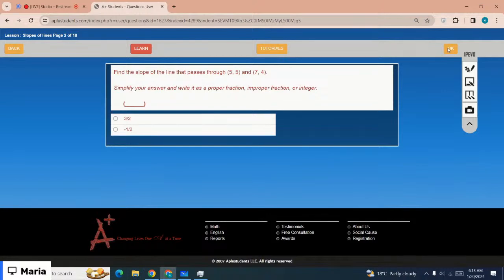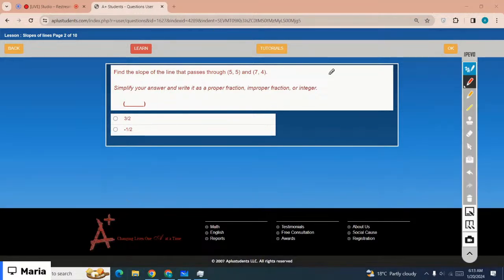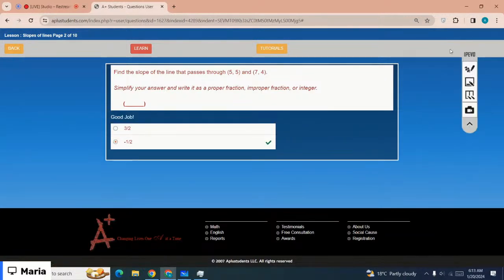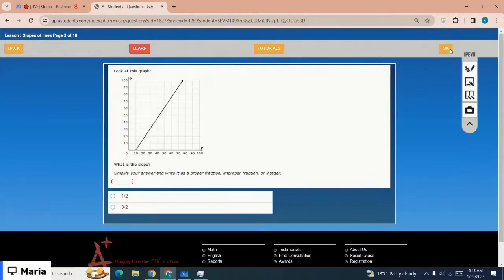Okay, the next one is find the slope of the line that passes through the points 5, 5 and 7, 4. So you are given the coordinates of the points. Just evaluate the slope by using the formula y2 minus y1 divided by x2 minus x1. So that is 4 minus 5 divided by 7 minus 5. 4 minus 5 is negative 1 over 2. So the correct option is negative 1 over 2. Got it?